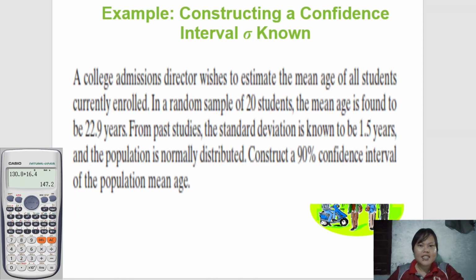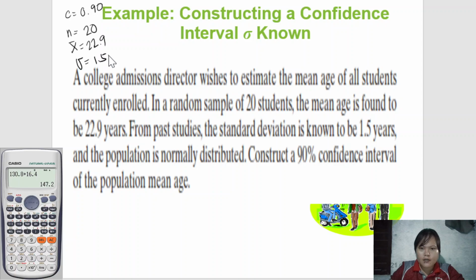So let's start by getting the givens. Okay, so we have here the confidence level, c. I'll just include it here para medyo. Okay, so c is 0.9. Okay, and then n is equal to 20. x bar is 22.9 and standard deviation 1.5 years. Okay. So, first off, let's get the z value because we'll be using that. I'll be making use of this space kasi kakaunti lang yung space.